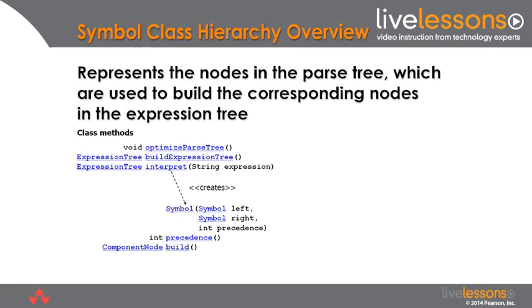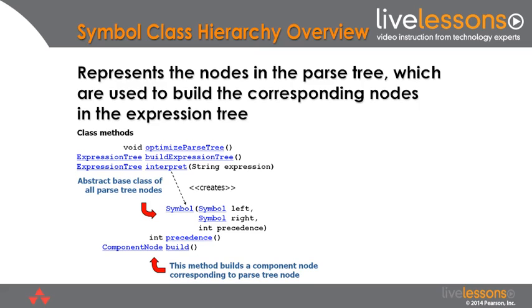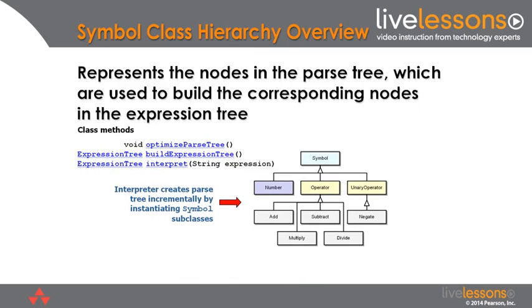The way we're going to do this is we're going to define something called the symbol class hierarchy. The symbol class hierarchy will be used to represent the nodes in the parse tree, which in turn are used to build the corresponding nodes in the expression tree. So when the interpreter runs, it's going to create the various nodes, and all the nodes in the parse tree will be based on the abstract class called symbol. That class has certain methods. It has a class method for dealing with precedence. It has a method for building a component node that corresponds to the node in the parse tree. Here's how this actually looks from a visualization point of view.